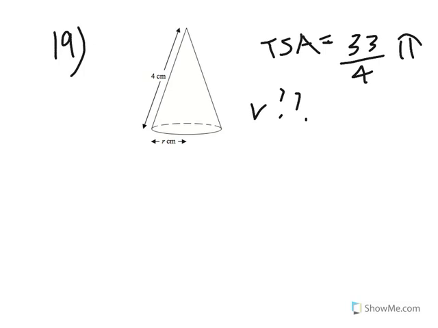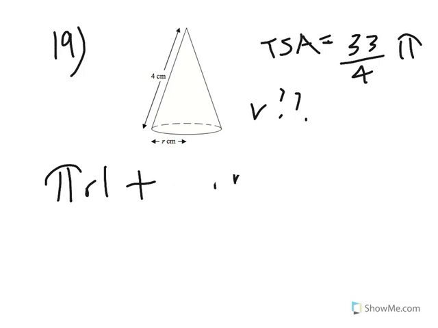So the normal equation for the total surface area of any cone is actually the curved surface area, which is pi r L, plus the surface area of the bottom circle, which, as you normally know, is 2 pi r.